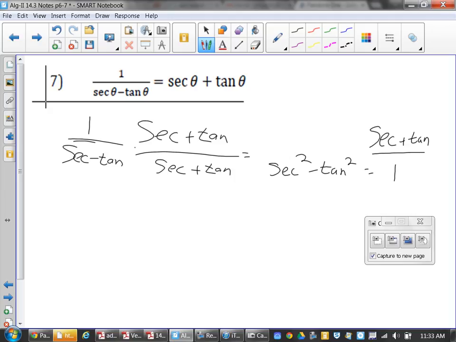Wait, why is it secant squared minus tangent squared? The Pythagorean identity is 1 plus tangent squared.